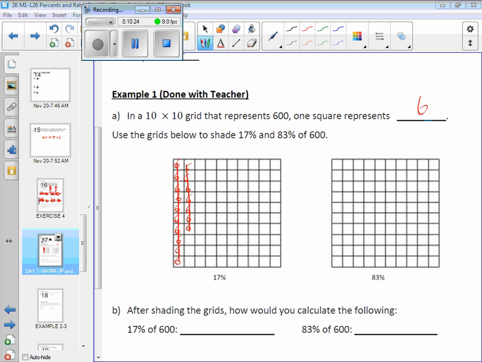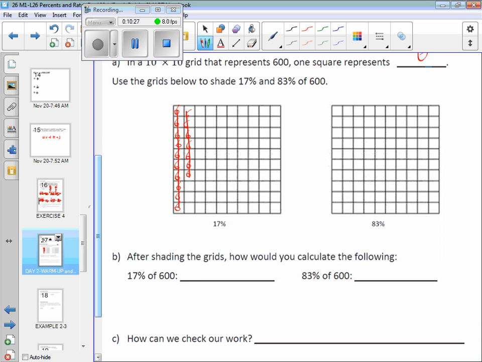What times what? I'd like you to do that and tell me what you get. While you're doing that, I'm going to start shading 83 boxes, because we're short on time, which is coming up in the second half of our example. All right, what do you have? 17 times 6, Steve? 102. Good.